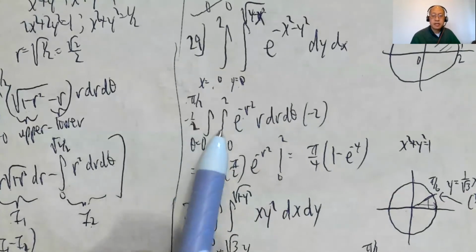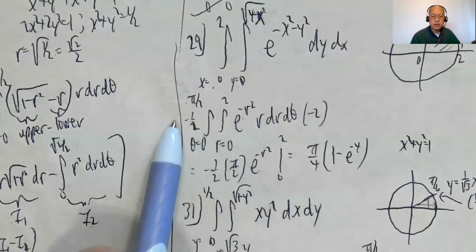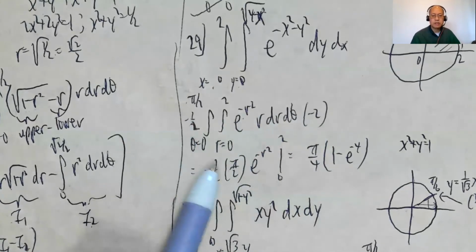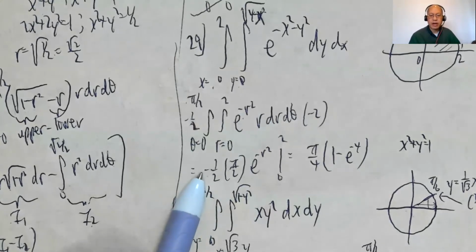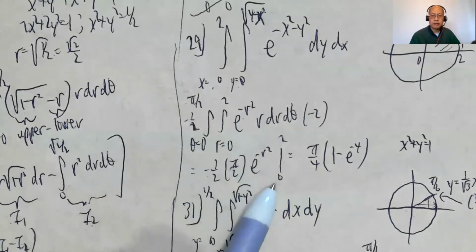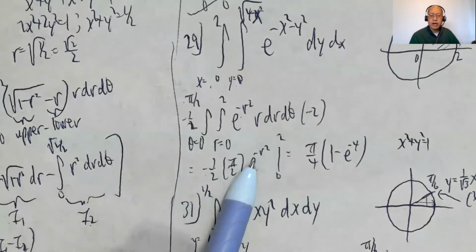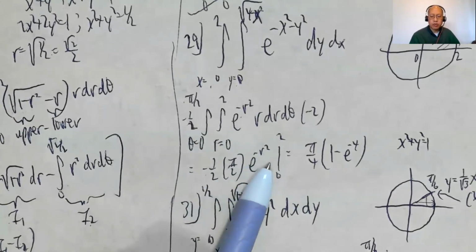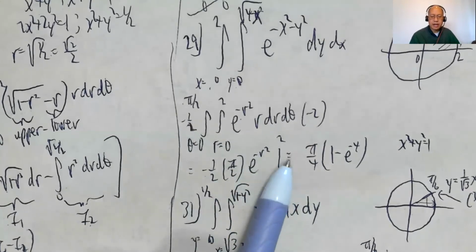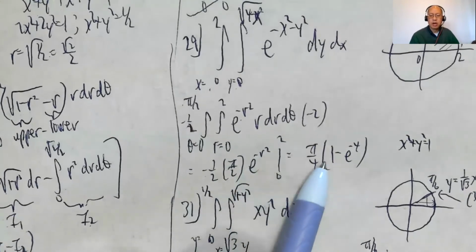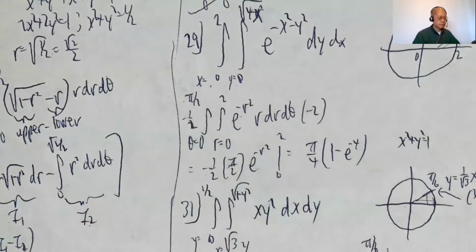And let's see, this integral does not depend on theta. So take out the length of the interval for theta, which is pi over 2. There's a negative half. So e to the negative r squared from 0 to 2, which is negative pi over 4, e to the negative 4 minus 1, or multiply the negative through. So best final answer, pi over 4, 1 minus e to the negative 4.